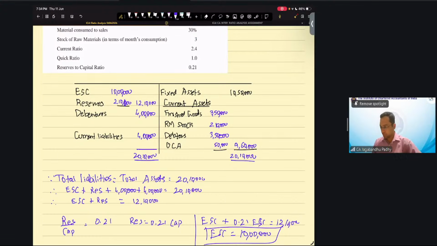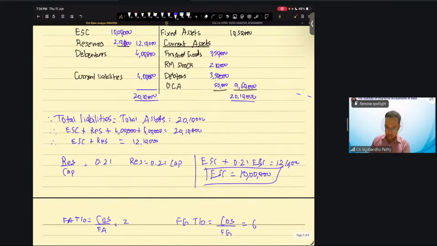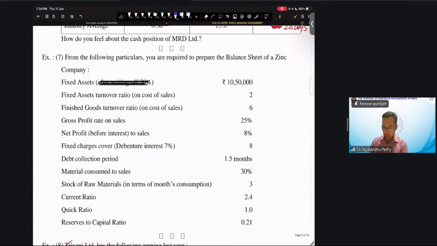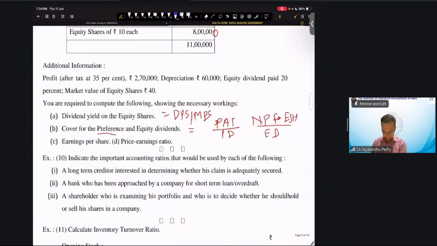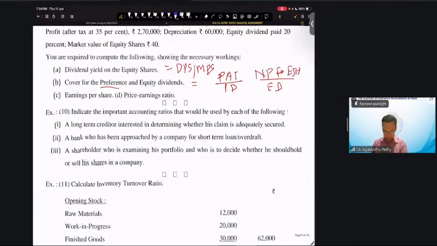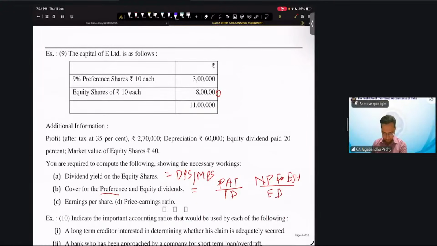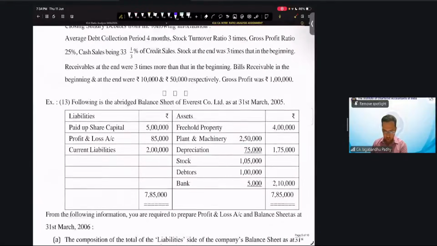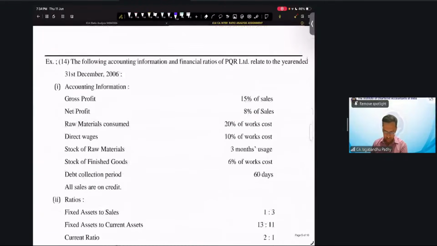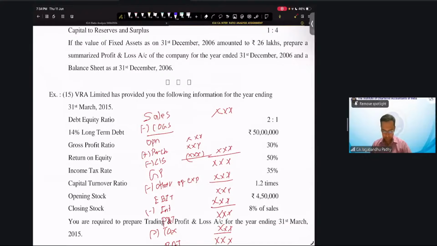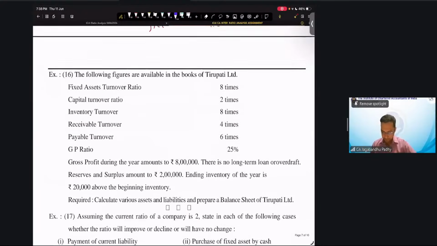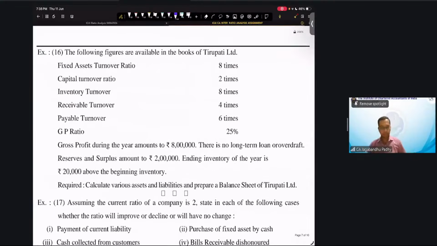We all there? Everyone? Okay. So we did this question 7. Now let's try to calculate or solve question number 16. We'll try, guys. Question 16.